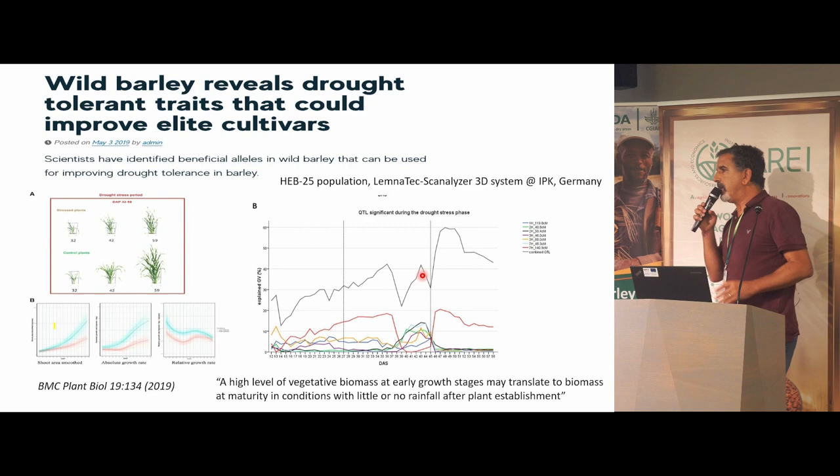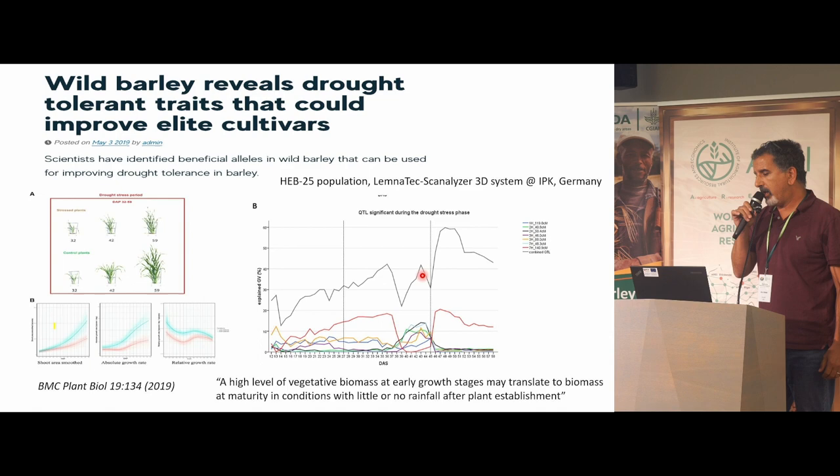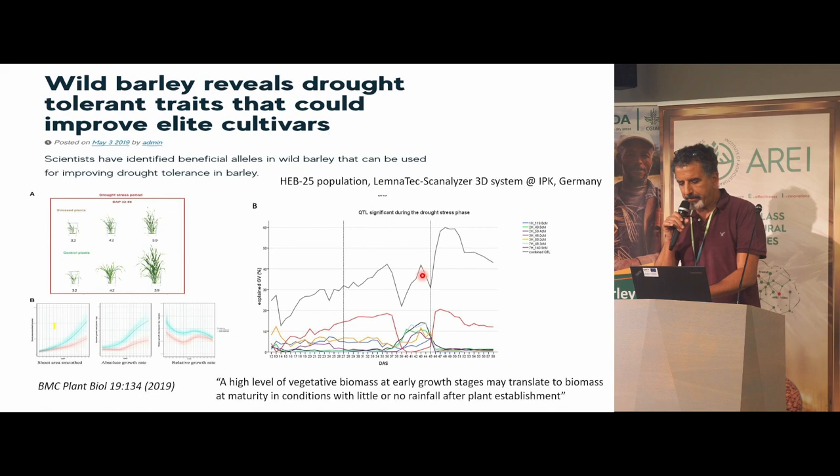And obviously, this is in the HEP25 resource made by Klaus Pillen. I'm going to talk about this resource as well. But nevertheless, these are green phenotypes. We can identify alleles that will maybe increase the tolerance of growth. The question is how much is related to yield.